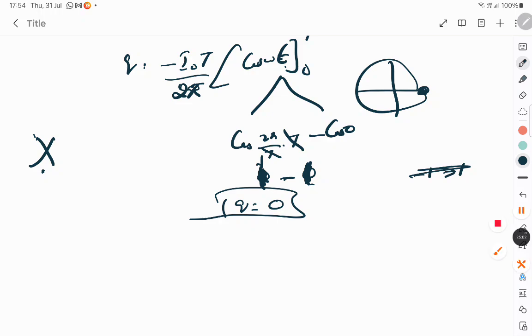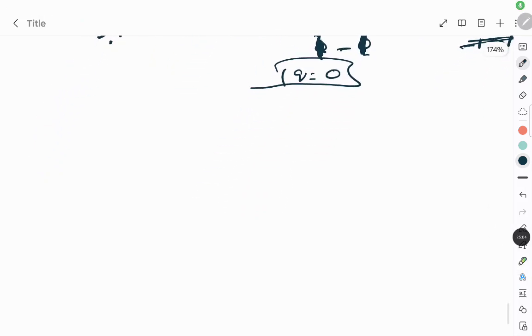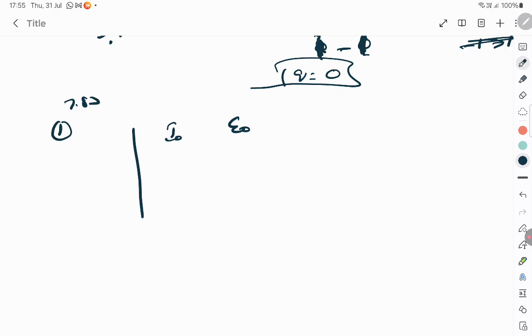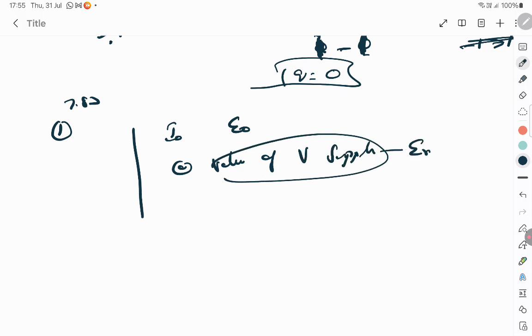This question will also definitely come. Now I'll do some MCQs in this. Multiple choice question. First question in page number 7.83. The peak value of AC source is always I naught or E naught, depending on current or EMF. The value of the voltage supplied to the circuit, option A. No, the value of voltage supplied to the circuit is always E RMS.